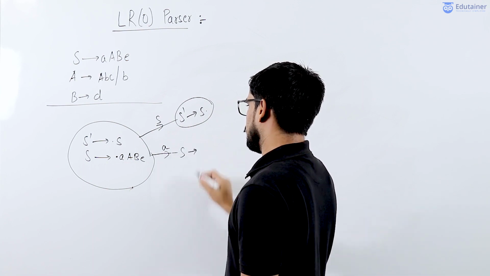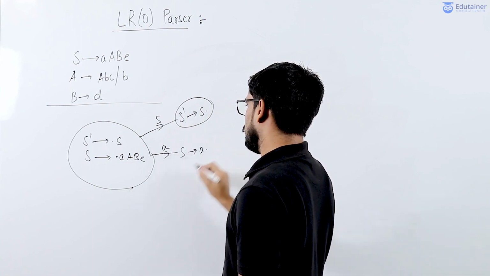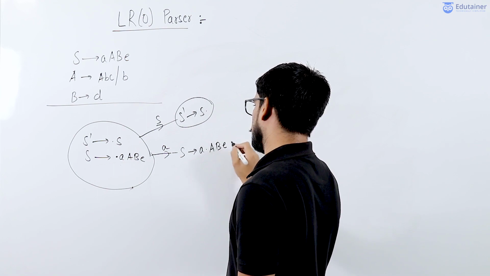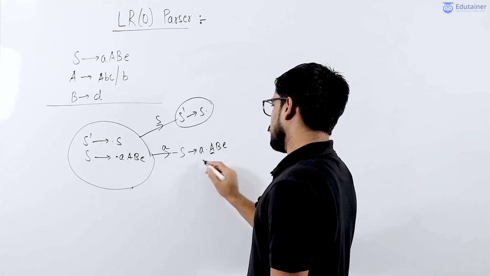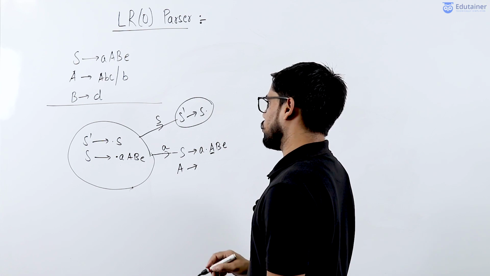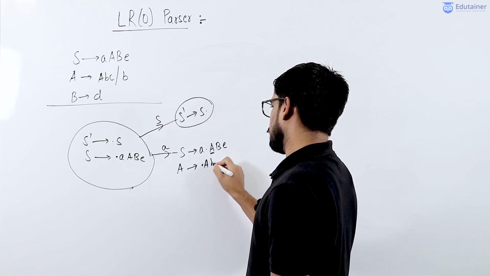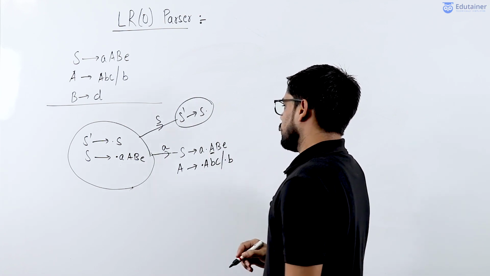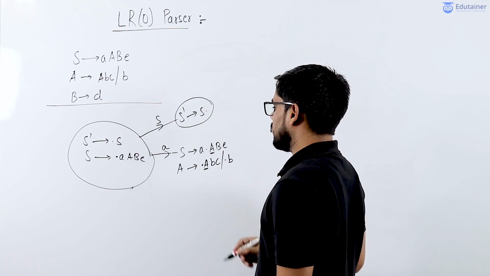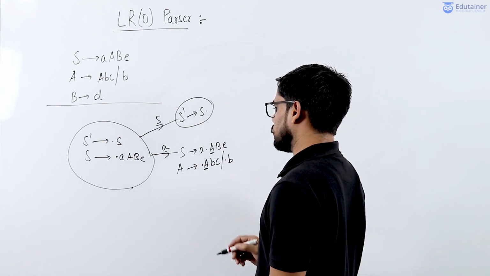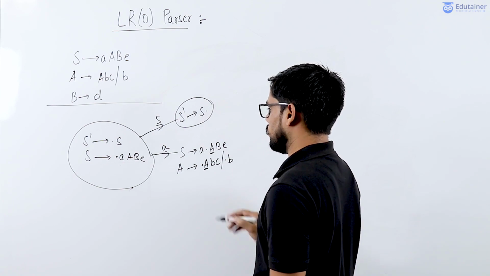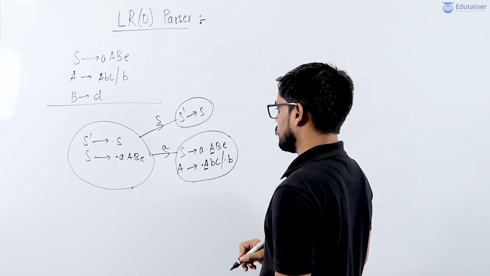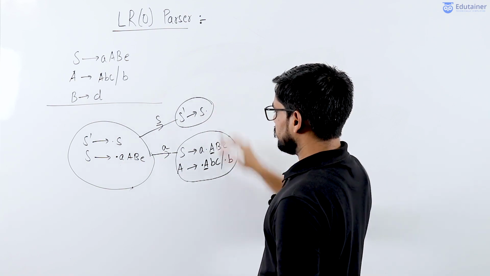S derives a dot, we will move after the a part. So capital A, capital B and small a. Because of this capital A, I will add the production of A derives dot A B C or dot B. And it is the same symbol a, so no need to add the a production again, because you will eventually get the same production of A. Okay, so this is complete. This is the final item.